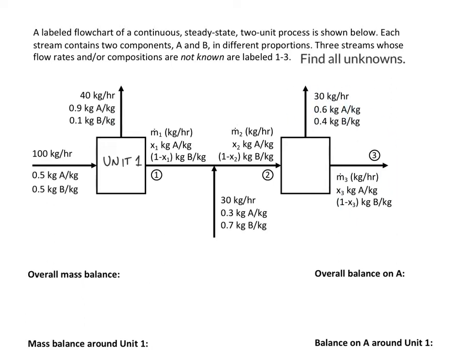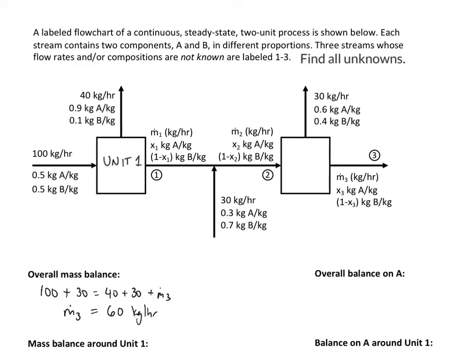So let's write that down. We've got 100 plus 30 equals 40 plus 30 plus M3. Then we can solve that so that all of our unknowns are on one side of the equation and all of our constants are on the other. This is important for solving a set of linear equations. And so M3 we find is equal to 60 kilograms per hour.